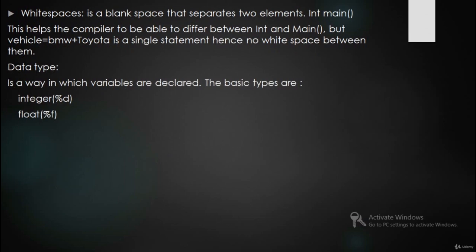Now let's also learn something about white spaces. White space is a blank space that separates two elements. For instance, when you have something like int and then a space and main, they are not the same because they are separated by a space, which is called a white space. Remember, when you have something like vehicle = BMW + Toyota, there is no white space in them, so it's a single statement.